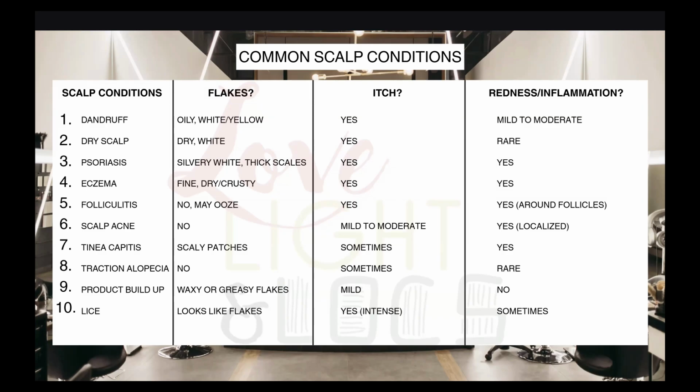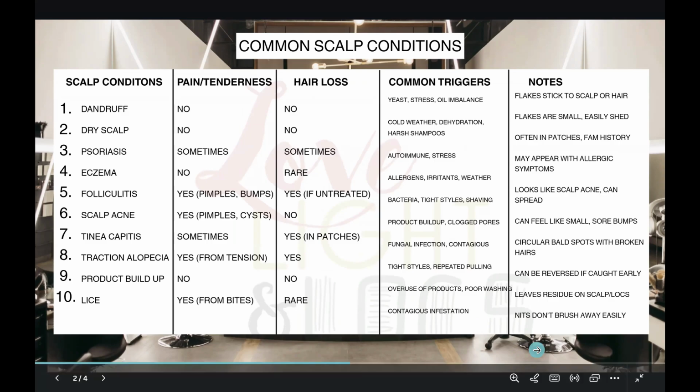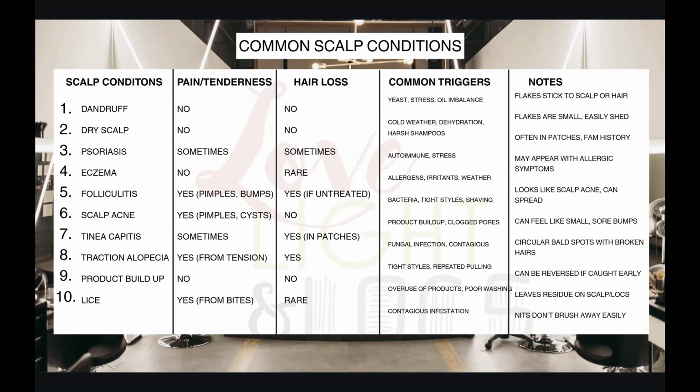Number 1, dandruff. Some signs of dandruff are flakes. The flakes will be oily with a whitish or yellowish color. Will it itch? Absolutely. Is there redness or inflammation? It's mild to moderate. There's no pain or tenderness, no hair loss association, and common triggers are yeast, stress, and oil imbalance.